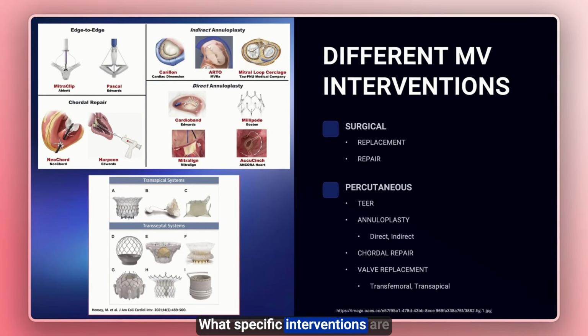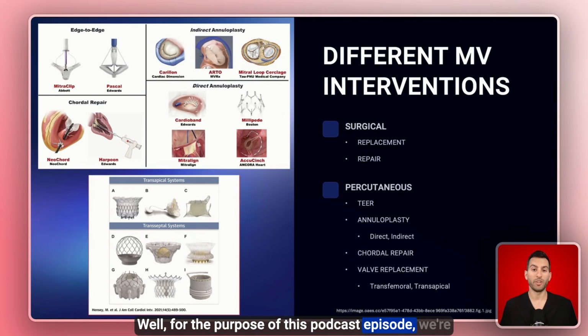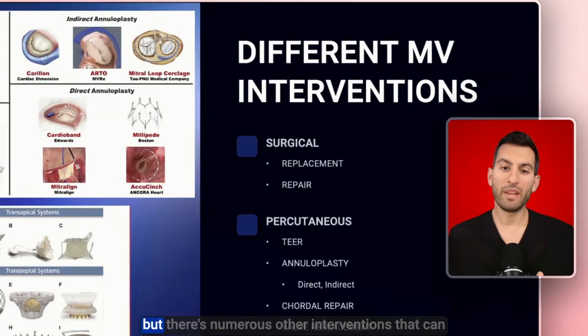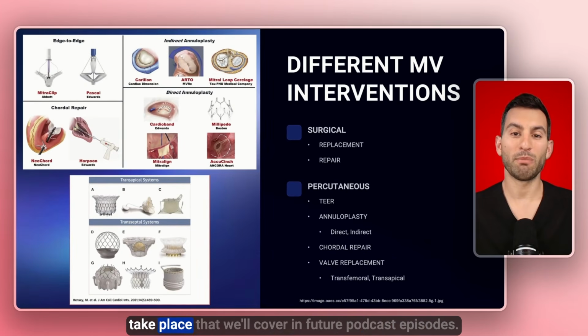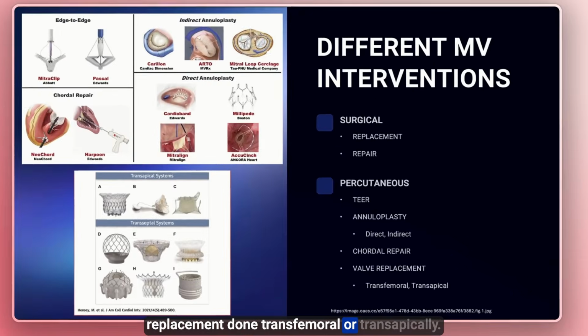What specific interventions are there available for the mitral valve? Well, for the purpose of this podcast episode, we're going to focus on surgical repair and replacement, but there's numerous other interventions that can take place that we'll cover in future podcast episodes. These mostly include percutaneous options such as transcatheter edge-to-edge repair, annuloplasty, either direct or indirect, chordal repairs, or even valve replacement done transfemorally or transapically.